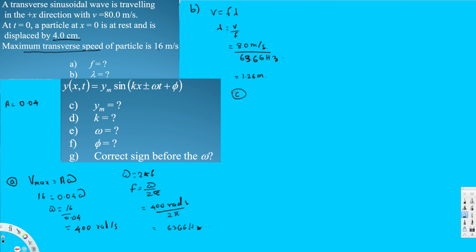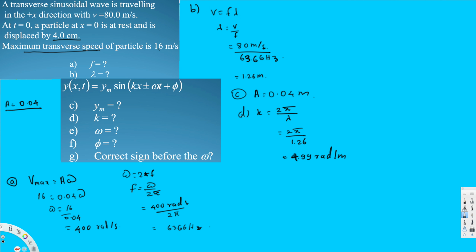So let's do the C part, that is asking for the amplitude. We know that amplitude is already 0.04. Whenever they say at rest it is displaced by this, that means that's the amplitude. So A is equal to 0.04 meter. And let's do the D part, asking for the k. Here I can use k is equal to 2 pi over lambda, 2 pi over 1.26, and if I calculate this value, it comes out to be 4.99 radians per meter. So this is our constant.